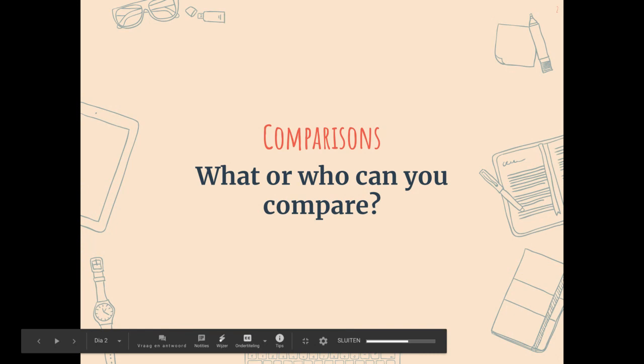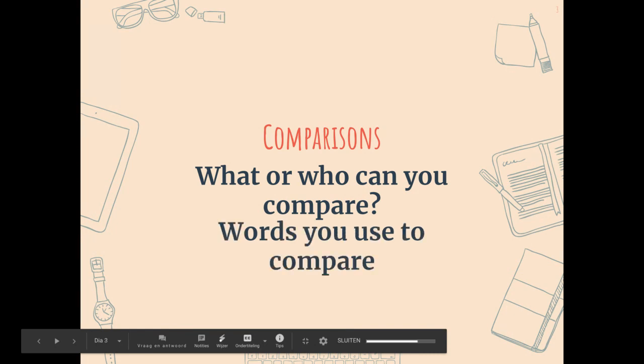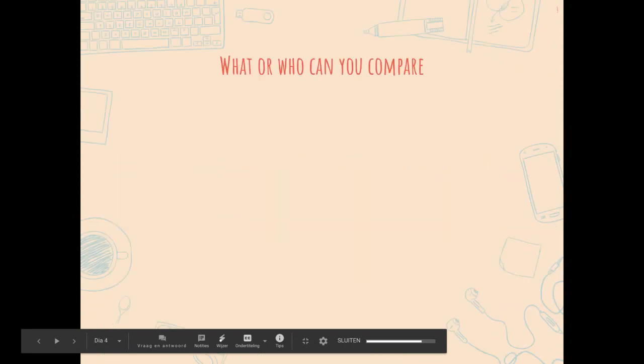It's about comparison. First we're going to look at what or who we can compare and the words we use to compare. Now, what or who can you compare? Of course, people, animals and things. That is about everything in the world.